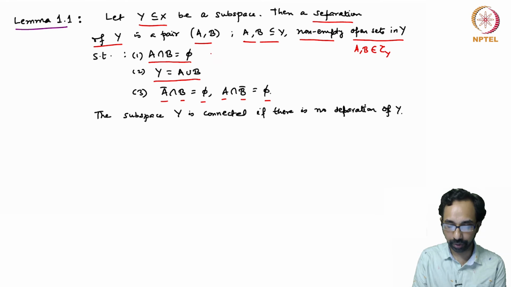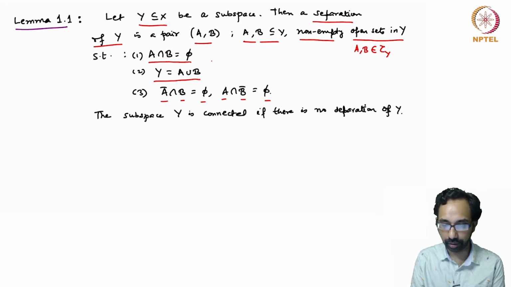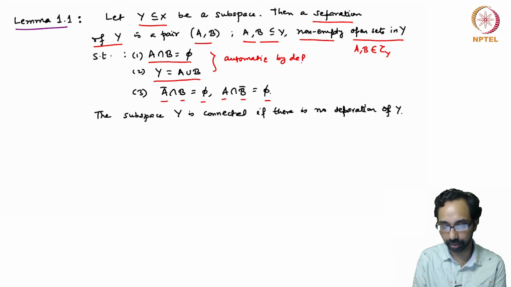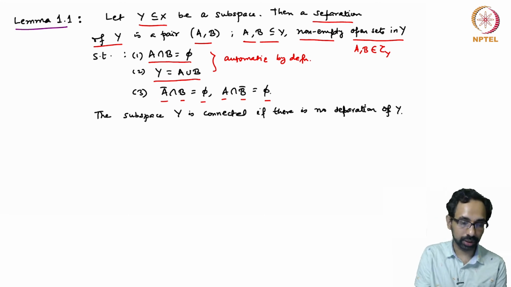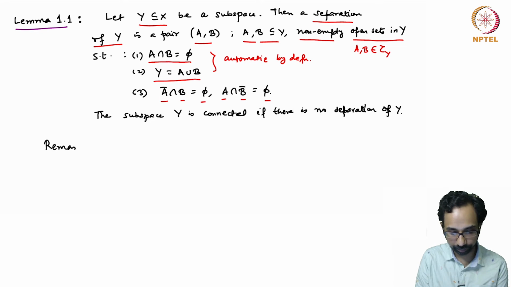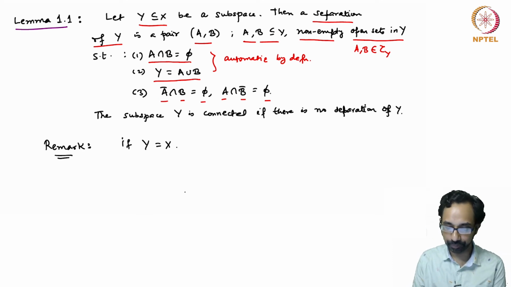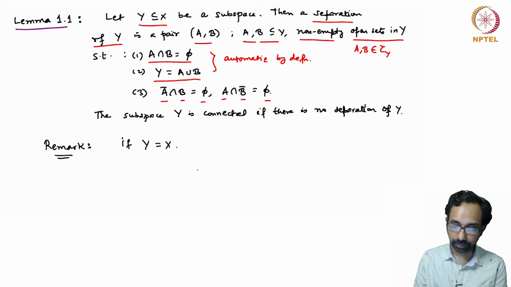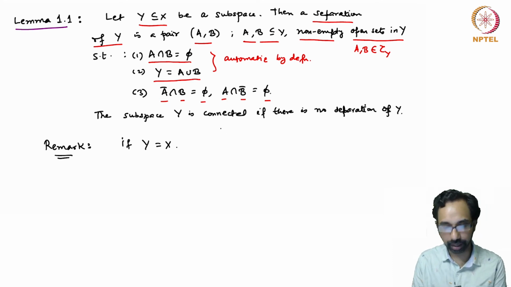So of course, if you have a separation of Y, then the first two are automatic, and this is by definition of a separation. On the other hand, the third one is the non-trivial part, and we have to prove this. So just a remark before we see the proof is that if Y is equal to X, so if you take Y to be X itself, then of course 1 and 2 are again satisfied.